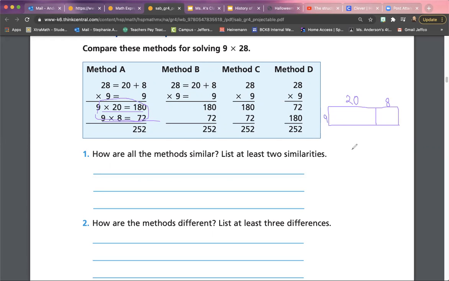And you can see how when you solve it with the area model, it actually matches up exactly to what was just shown for you. So why don't you take a quick second to do that? And then maybe see which method it matches up best with, A, B, C, or D.